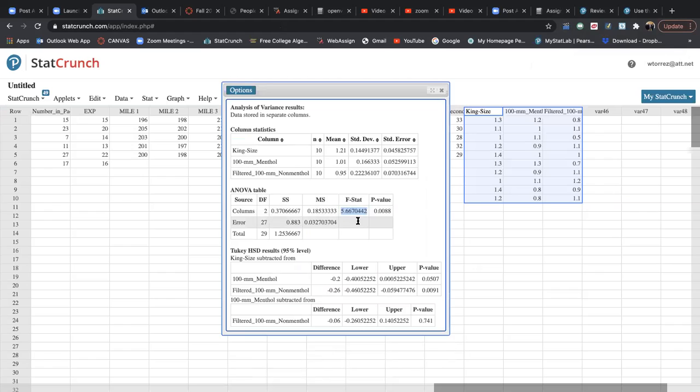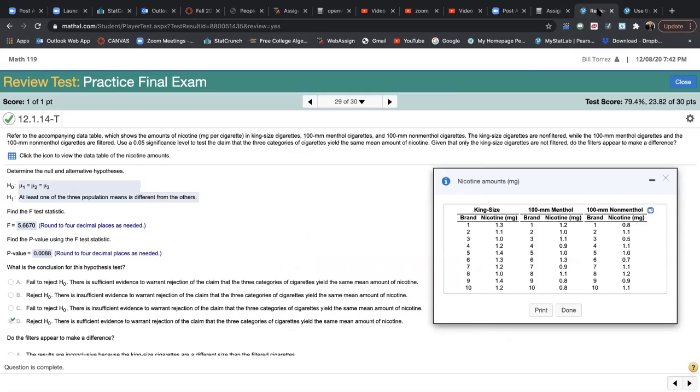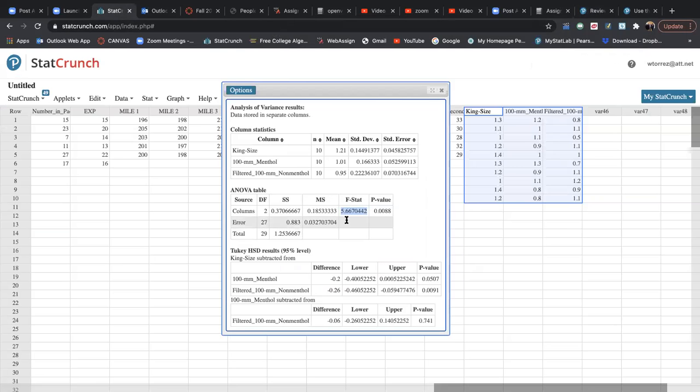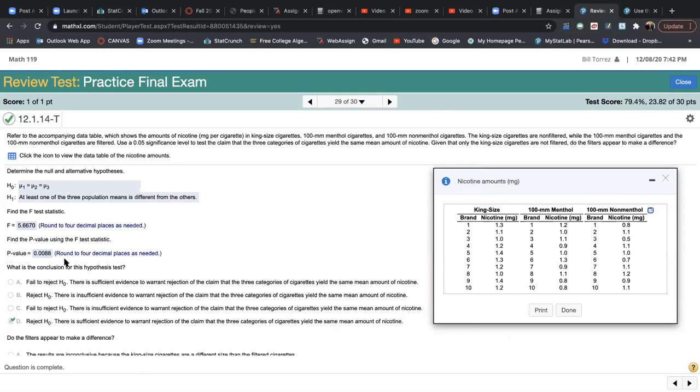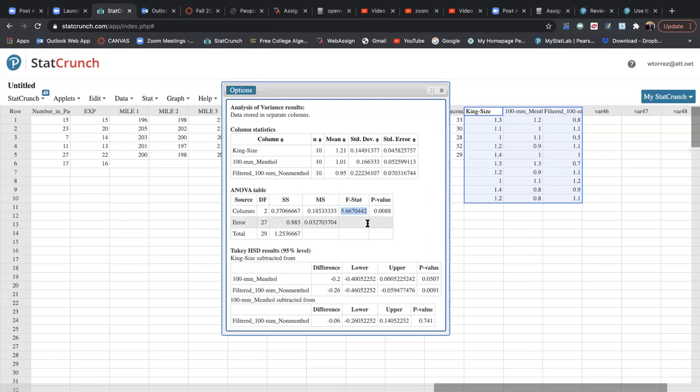Compare that with what we got here. And let's see, we have to round this, I think, to 4 decimal places, 5.6670. Okay? All right, so there's our F statistic, 5.6670, right? Okay, and the p-value rounded to 4 decimal places is 0.0088 from StatCrunch.